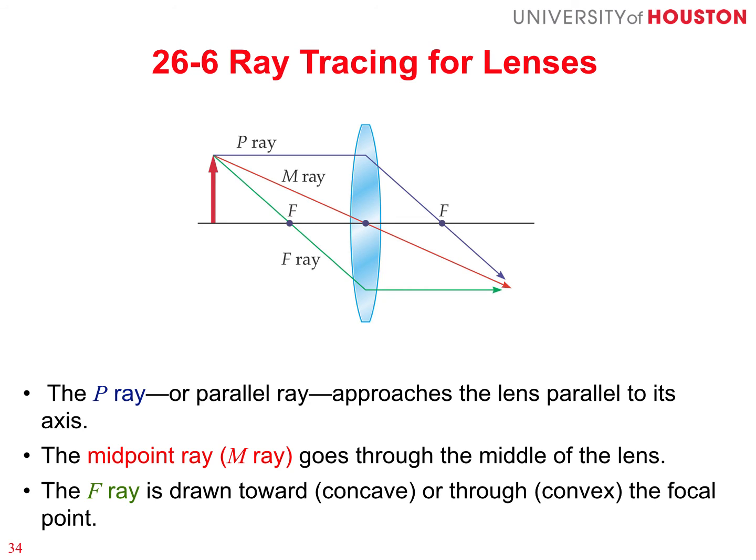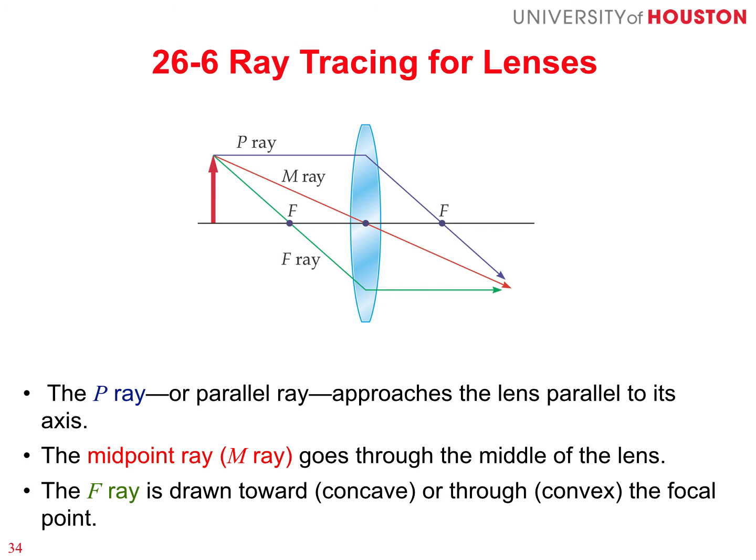We can also carry out ray tracing for lenses just in the same way as we did for mirrors. The P-ray will start off as parallel as it leaves the object, and then it will be bent when it hits the lens, and the refracted ray will go through the focal point F. The M-ray, where M stands for middle point, will travel through the middle of the lens, and this is not actually bent in the process.